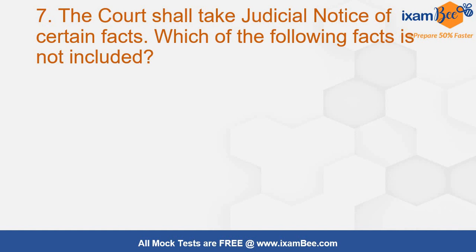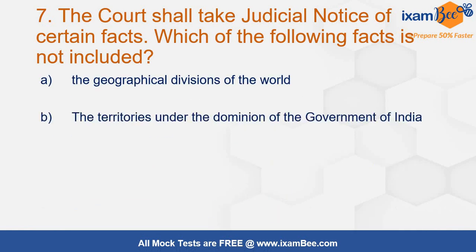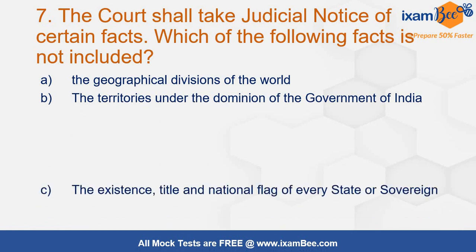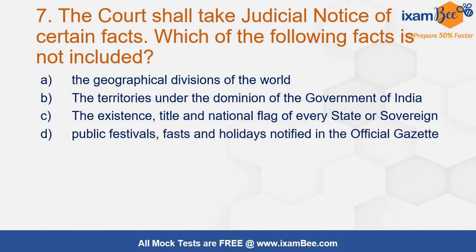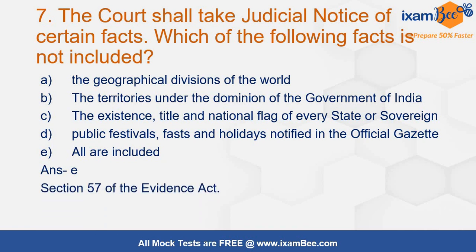Court shall take judicial notice of certain facts. Which of the following facts is not included? Geographical division, territories under dominion of Government of India, existence of title and national flag of every state or union or sovereign, public festivals, fasts, holidays, all are included. So court shall take judicial notice of certain facts. Which is not included has been asked. But out of these options, the correct answer is that all are included. Very direct question, section 57 of Evidence Act you can refer for this purpose.